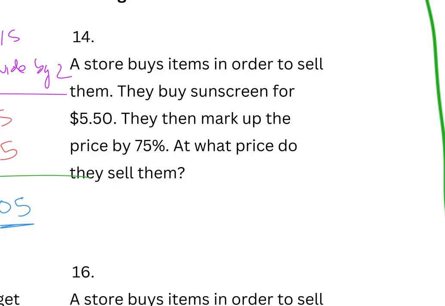A store buys items in order to sell them. Duh. They buy sunscreen for $5.50. They then mark up the price by 75%. At what price do they sell them? So here's what we can do. We can find 10%, and we could multiply that by 7.5. That would give us 75%. We could just do 0.75 times $5.50. Let's see. What else? I'm trying to think of what else.